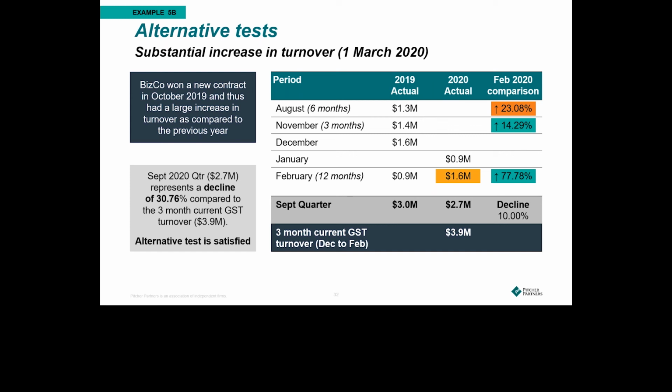Now, because BizCo demonstrated a sufficient growth prior to the 1st of March, it can instead use the turnover for December, January and February. And in this instance, it meets the test because its total turnover for that period was $3.9 million, and so it has a decline in turnover of above 30% for the September 2020 quarter. So you can see that there's a couple of options to get into the test. And then once you're completing the test, it does give you, again, that flexibility to show that from an increased baseline, the business turnover has declined, presumably as a result of COVID.